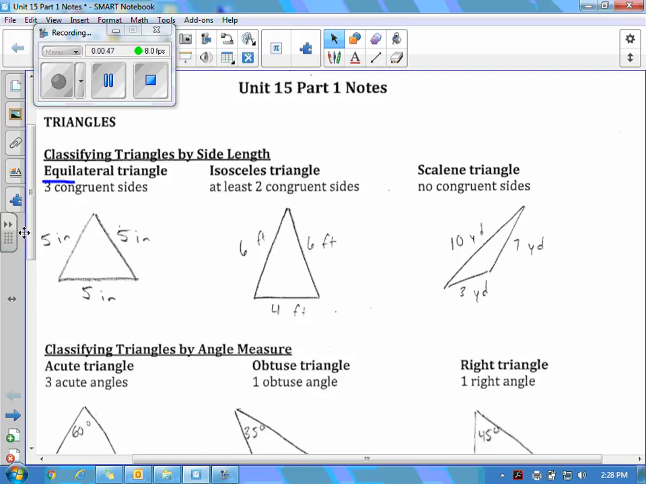An isosceles triangle has at least 2 congruent sides. So if you look at the picture that I drew, these two sides are both 6 feet, which make it an isosceles triangle. And then the last type of triangle by sides is a scalene triangle, which means that no sides are congruent. So that's how we classify them by sides.